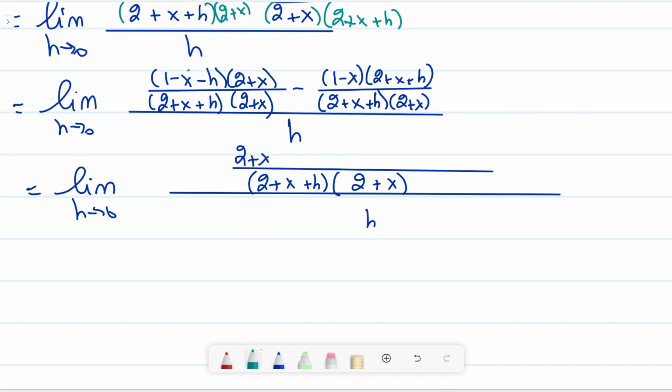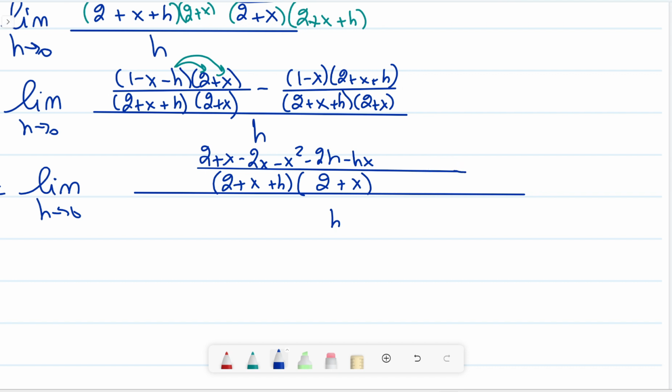Now, negative x times 2 and negative x times x. This would give negative 2x minus x squared. Now negative h times 2 and negative h times x would give negative 2h minus hx.